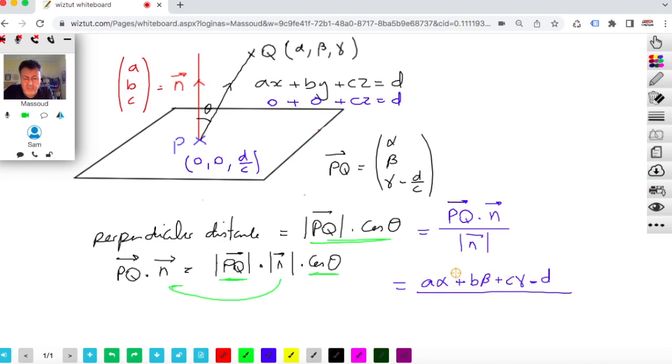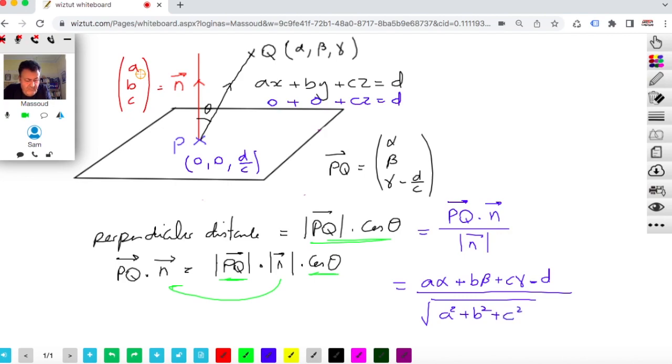Now on the bottom we have the magnitude of the normal vector. We are talking about the magnitude of this, so that would be the square root of a squared plus b squared plus c squared.